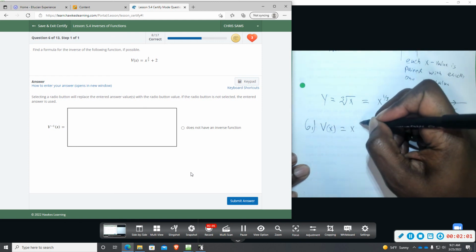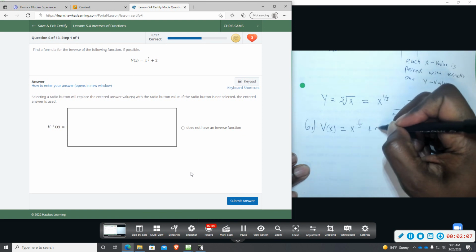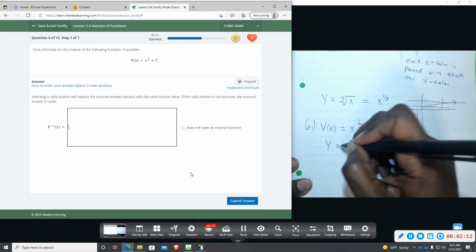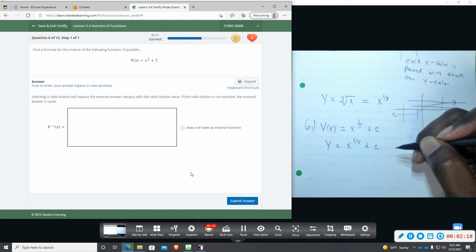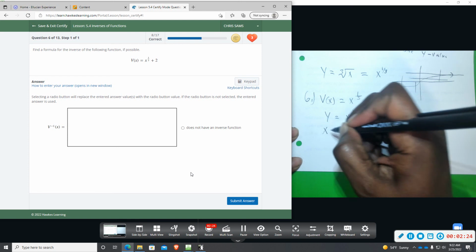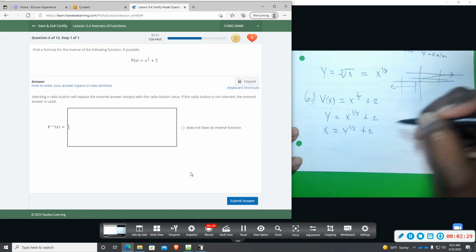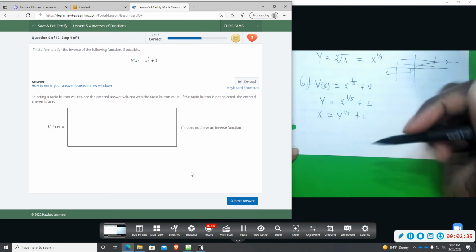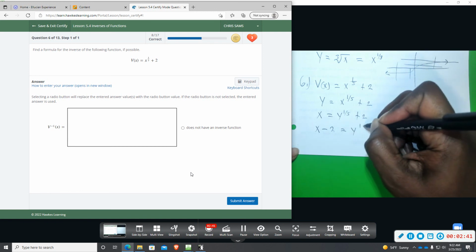x to the 1/5 power plus 2. Replace this with y, because that's what that means. y equals x to the 1/5 power plus 2. And then to find the inverse, you're going to switch the places of x and y and then solve for y. So this is going to be x equals y to the 1/5 power plus 2, and then we're going to solve for y. So I'm going to subtract 2 over: x minus 2 equals y to the 1/5 power.